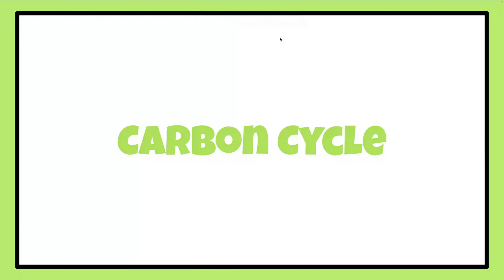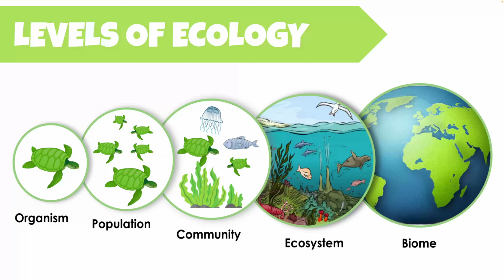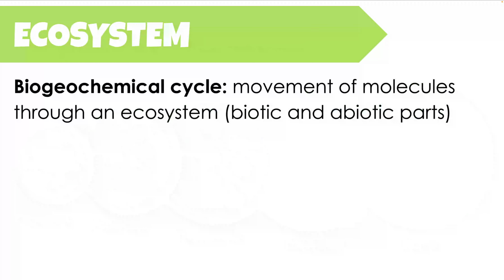Hey everyone, in this video lecture we are going to be talking about the carbon cycle. The carbon cycle is part of what we're going to be talking about when we study these different levels of ecology. If we talk about that ecosystem level, an ecosystem is where you have an interaction between living and non-living components, and one of the important non-living components would be nutrients that cycle through that ecosystem, such as carbon, as well as some other important ones.